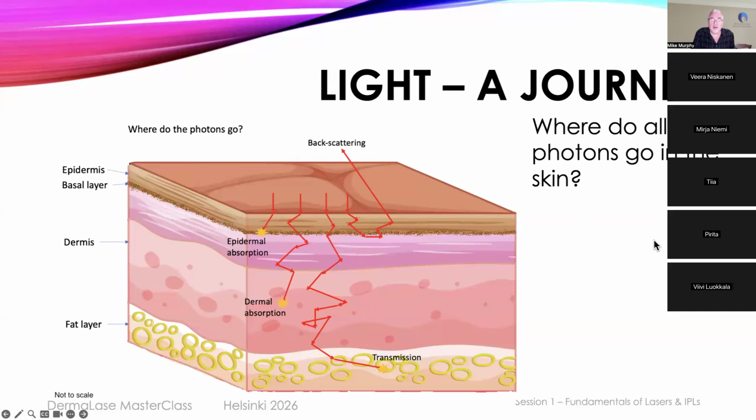Okie dokie. I think it's two more ladies. Hello, ladies. How y'all? We're just talking about photons and where they all go in the skin. Hang on, let me just kill this.